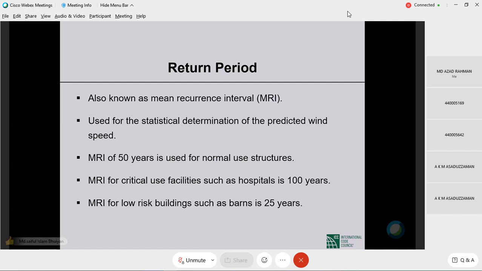For critical facilities, hospitals, police stations, fire stations, we use 100-year return period wind, rarer wind events. And for structures where no life safety is at stake, like a barn in a farm, we are allowed to use 25-year return period wind, more frequent wind events than the 50-year return period wind. The use of the 100-year return period wind for hospitals and so forth is mandatory, but the use of 25-year return period wind for unimportant structures is permitted, not mandatory. You are allowed to do it, you don't have to do it.